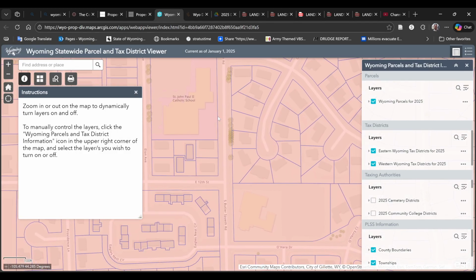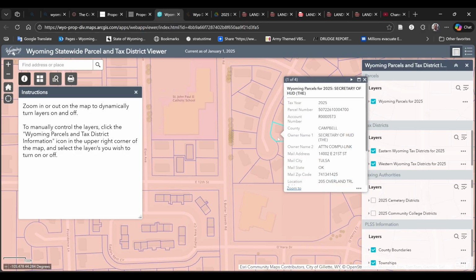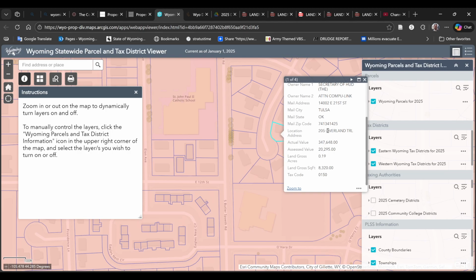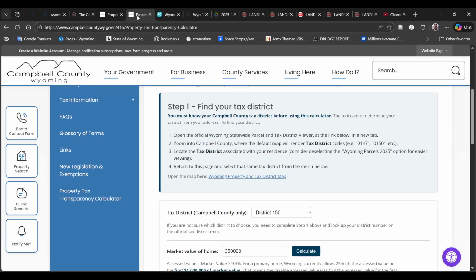And it'll tell you who owns the property. You know, you click on it, and if you're the owner, your name will come up. Well, there's this one right here. This is over by John Paul Catholic School, the Catholic Church. And if I click on this property right here, you can see that this is owned by HUD. So it's state owned at the moment, but it's pretty cool. You can click on it, and if you go down, it'll actually tell you the actual fair market value of the home. And in this case, it's around $350,000, and that's the figure we're going to use. This one says $347,000.